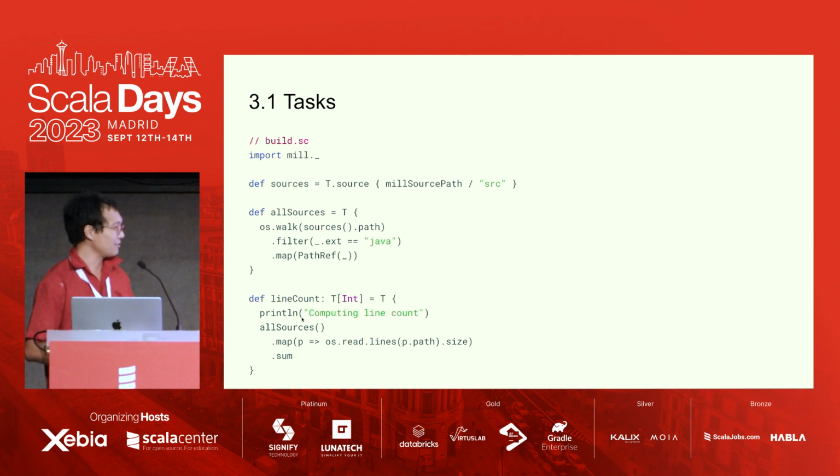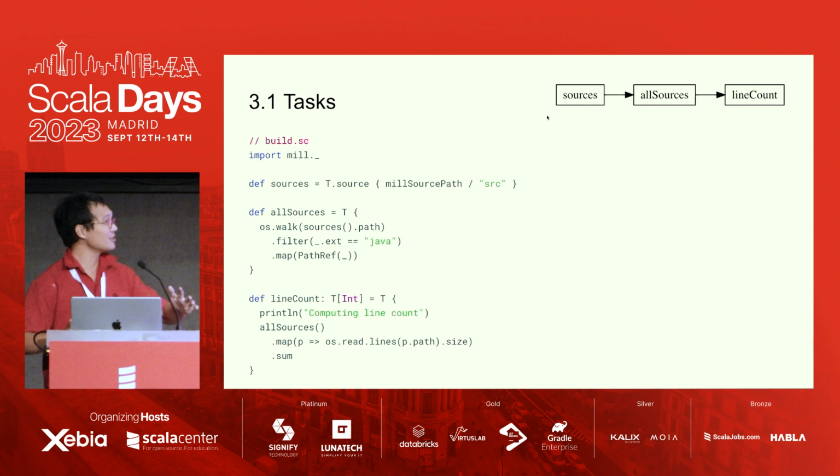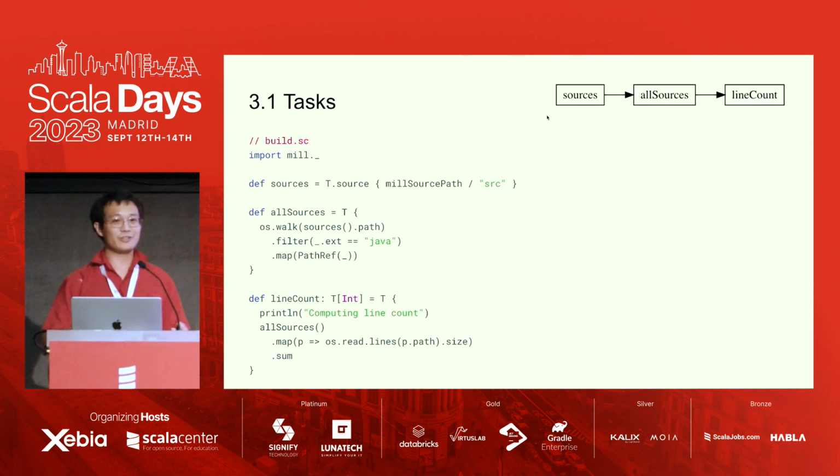We print out some logging message, and we take all sources defined up here, read all the paths, count how many lines, and sum them up over here. So this simple build results in the build graph in the top right. So sources gets used by allSources, which gets used by lineCount. And here we have no Scala module, there's no helpers. All the things you see on the left are all the things that exist in this build.